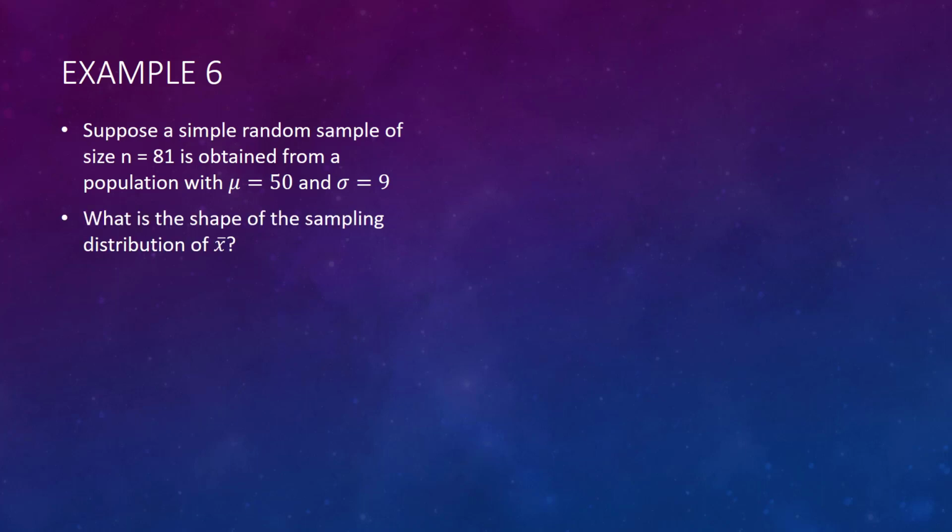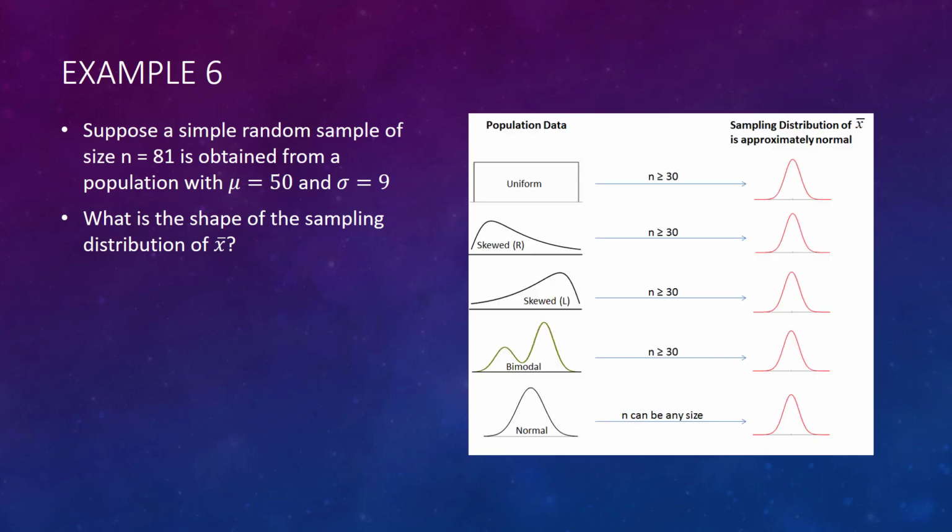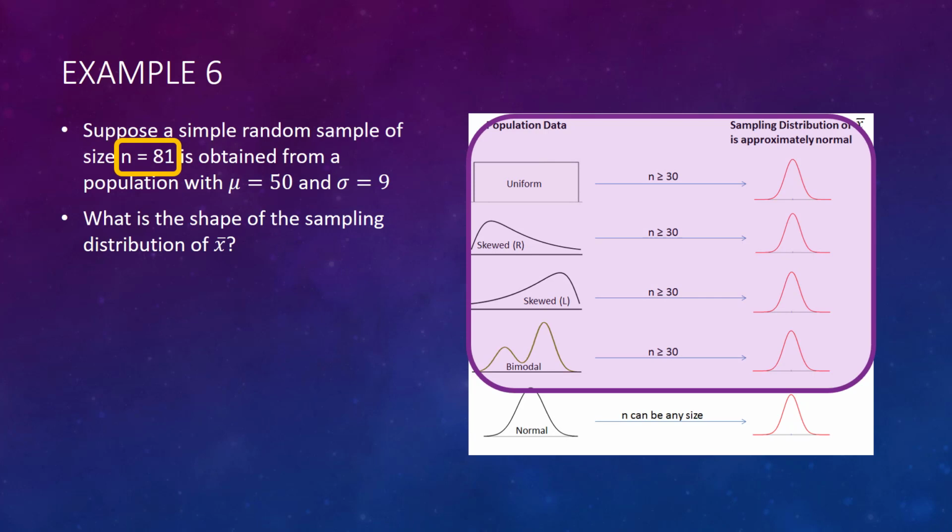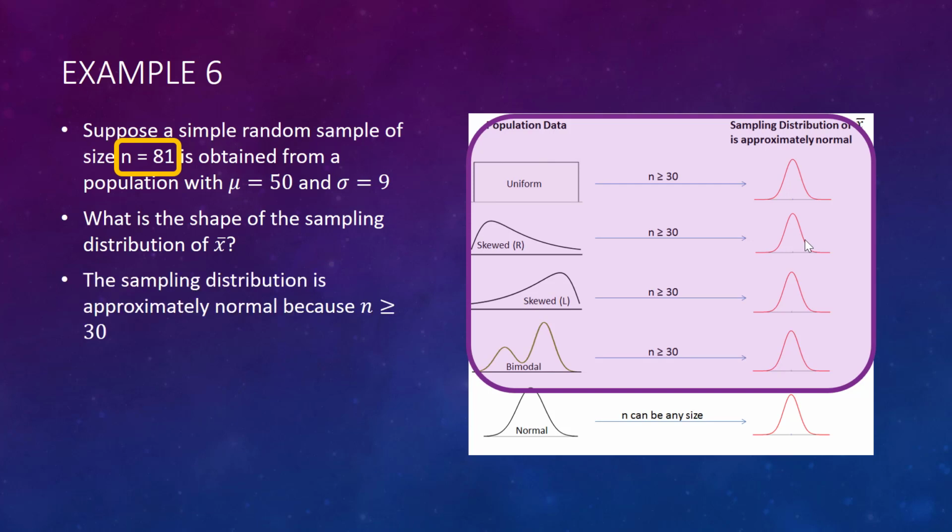What is the shape of the sampling distribution of x bar? Here's the central limit theorem. Notice that we have a sample size of 81. That means that our sample size is larger than 30. Therefore, it doesn't matter whether or not we even know how the population is distributed, or whether it's normally distributed, because our sampling distribution will be normally distributed, again, because our sample size is larger than 30. So we can say that the sampling distribution is approximately normal because n is greater than or equal to 30.